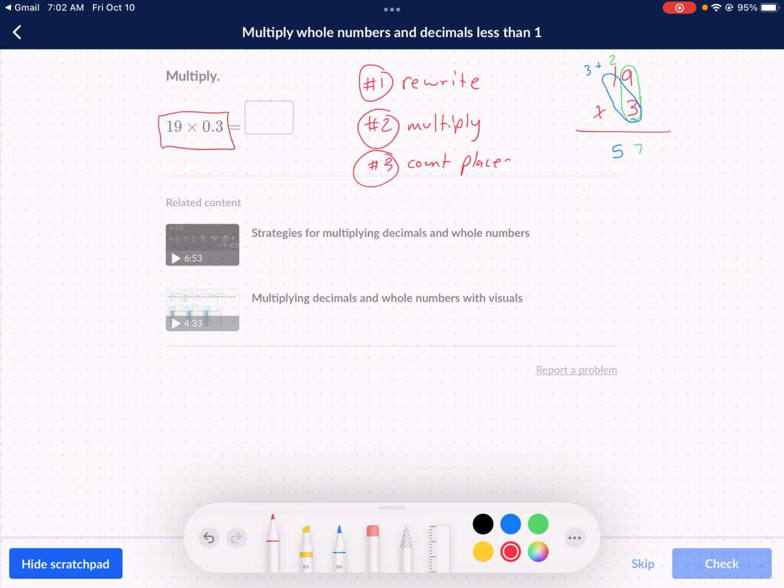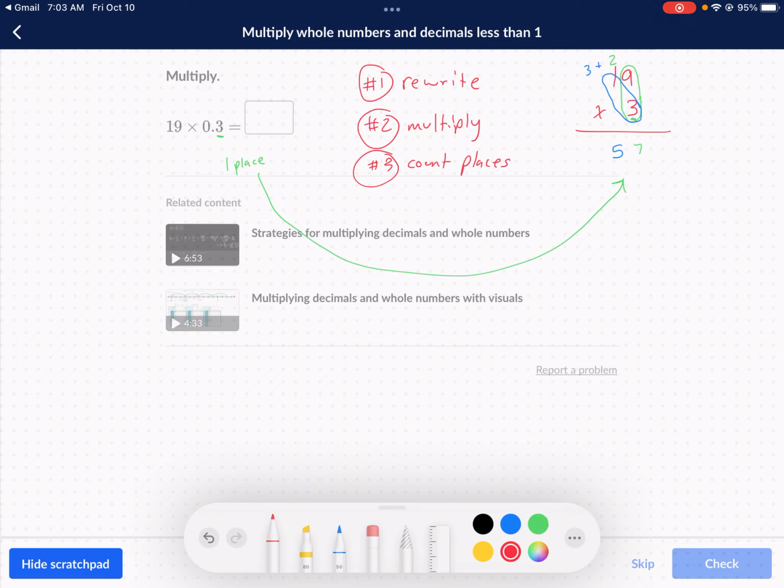Now, what does that mean? We're going to count the number of decimal places in our question. The number of decimal places is how many numbers are after the decimal point in either number. In the first number, there are no places after the decimal because there is no decimal. But in our second number, 0.3, we have one place after the decimal. That means we need one place after the decimal in our answer.